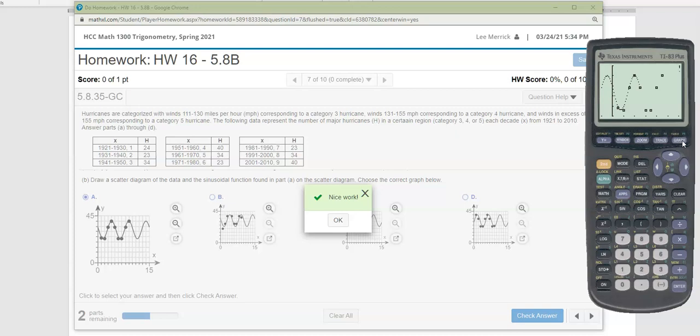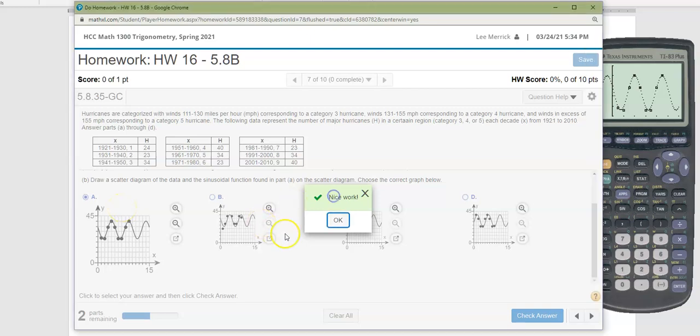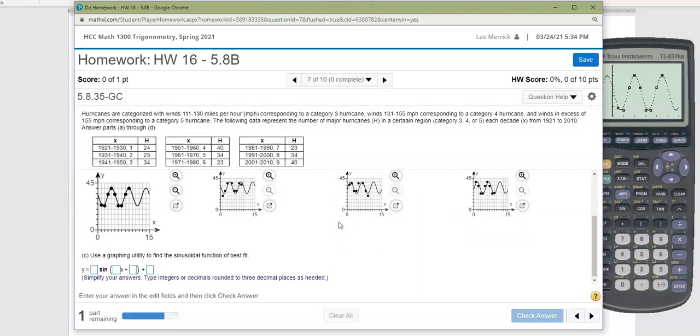Now you can take a look at where the dots fall, and as it stands right now, this was the one that was the closest of any of these. So I went ahead and selected that, and it says nice work. So it's on its way. Anyway, I figured I would let you guys know.